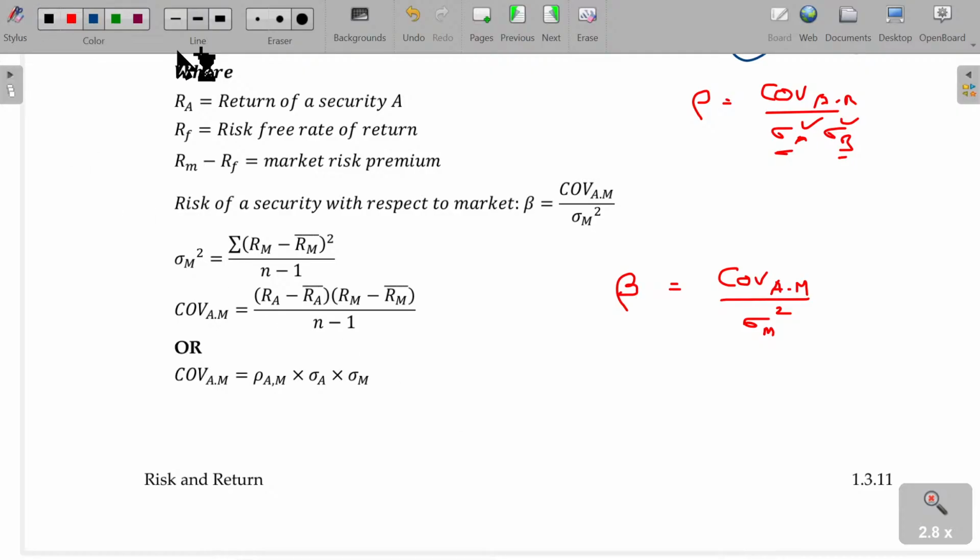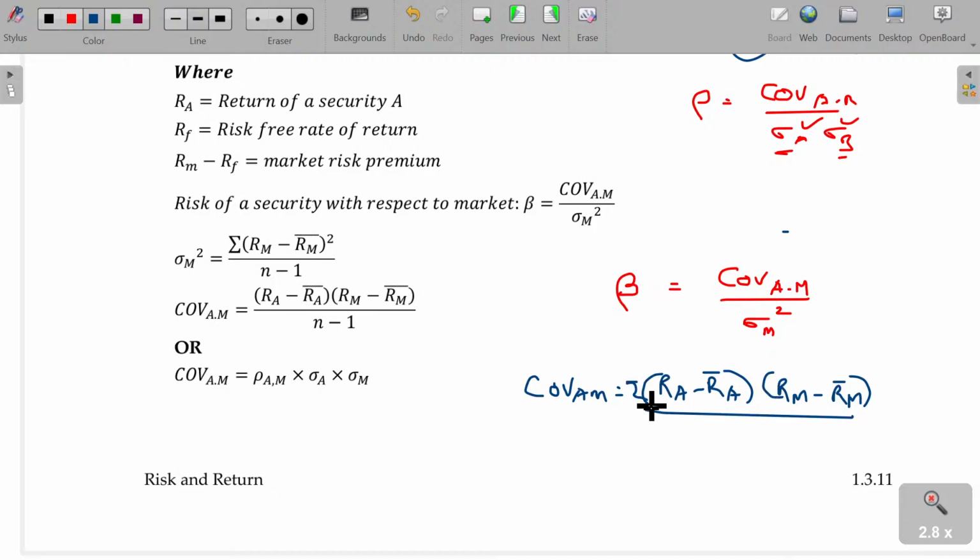Now, how do you calculate the variance here? Variance is very simple. Covariance between A and M is equal to return of A minus return of A bar, meaning x minus x bar for A as well as x minus x bar for M. Similarly, return of M minus return of M bar, multiply these two and take the summation of this, and divide this by n or n minus 1. Or simply you can skip this n minus 1 also because it has no meaning.